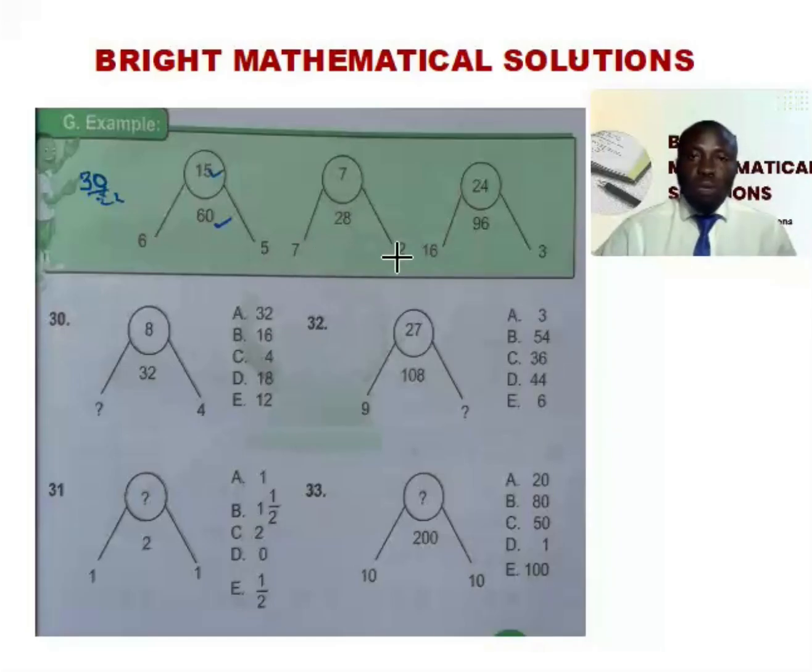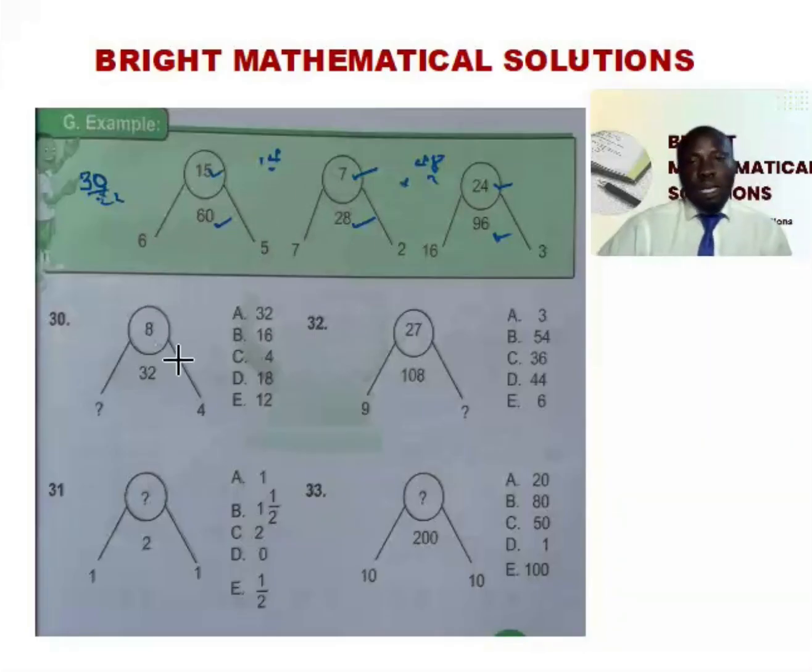7 multiplied by 2, that gives us 14. 14 multiplied by 2, that gives us 28. 14 divided by 2, that gives us 7. For the last one, 16 multiplied by 3, that gives us 48. 48 multiplied by 2, that's 96. 48 divided by 2, that's 24. So that's the operation that works behind this example.